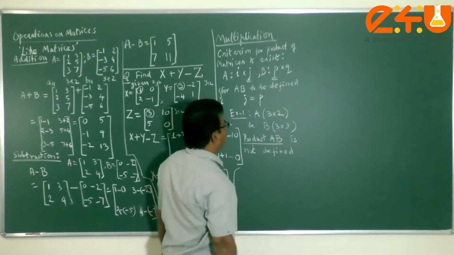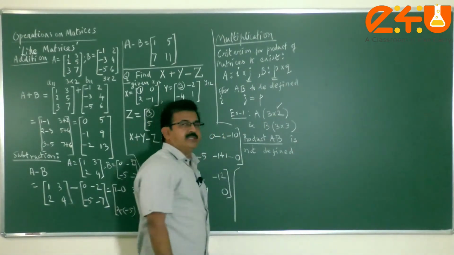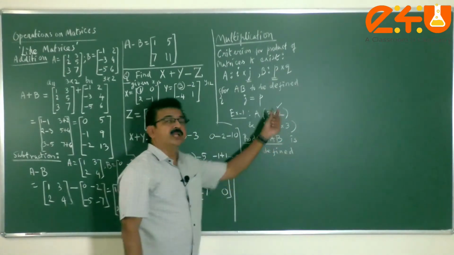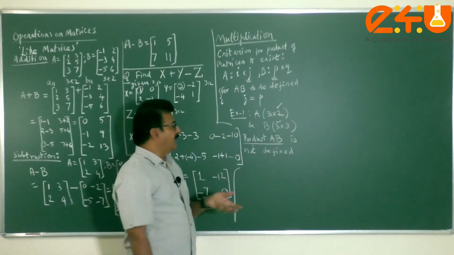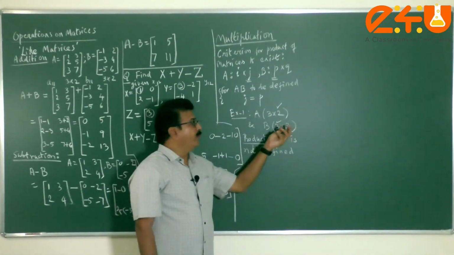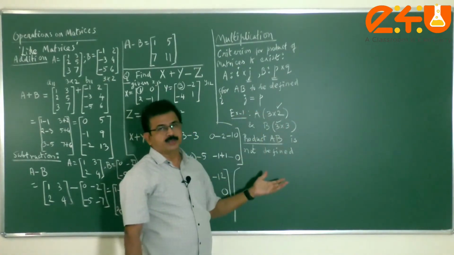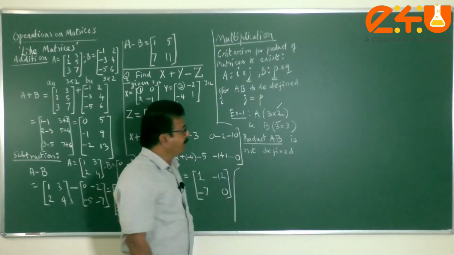Why is it not defined? Very simple. The number of columns in matrix A and the number of rows in matrix B are not the same. For that simple reason, students can immediately understand, no need to waste time trying to multiply. It is just not possible. Product does not exist, or product is not defined. Fine.